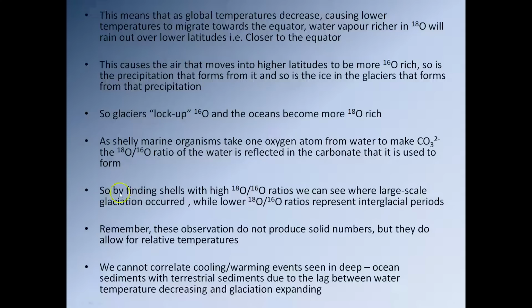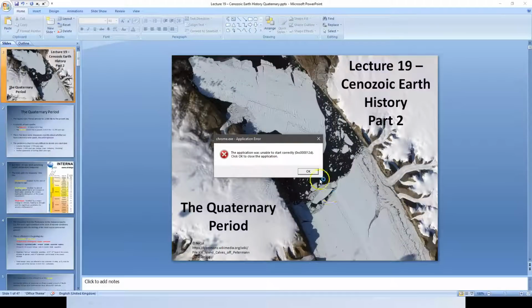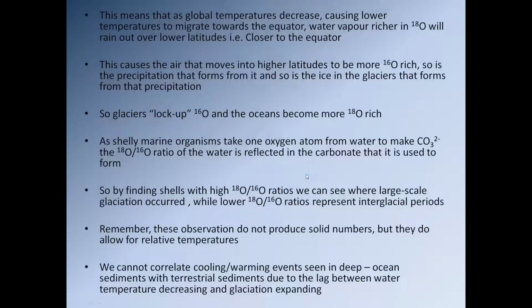So by finding shells with high oxygen-18 to oxygen-16 ratios, we can see, I do apologize, what's happened here. Well, that was very strange. I don't know what happened there, everyone.